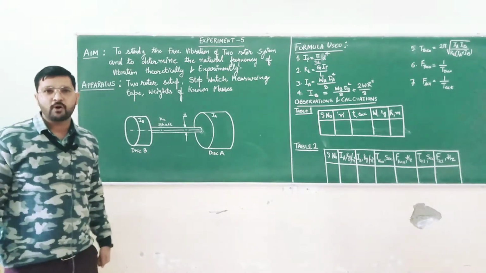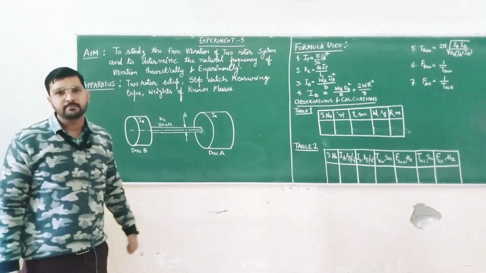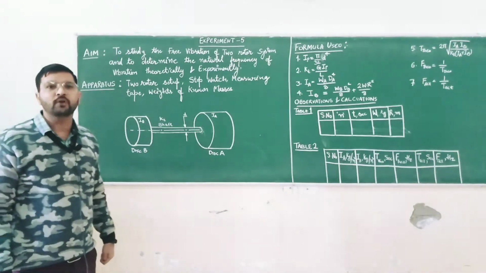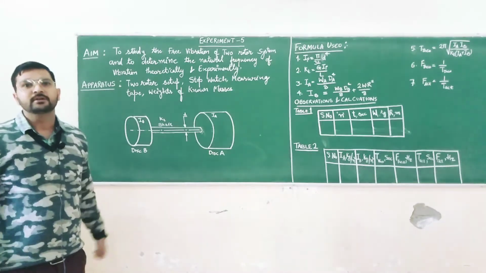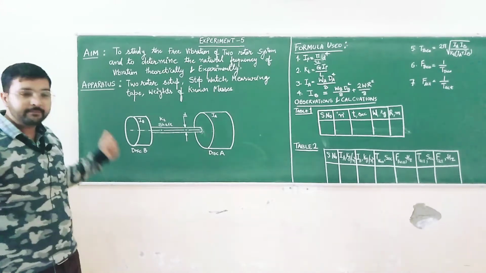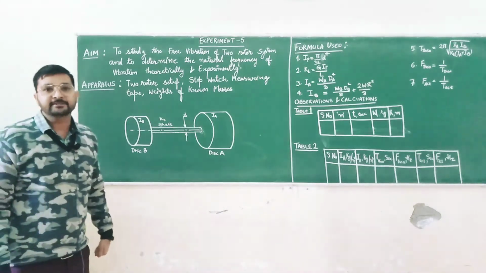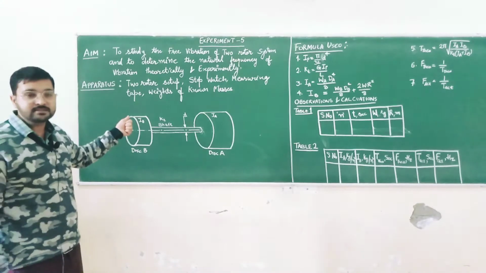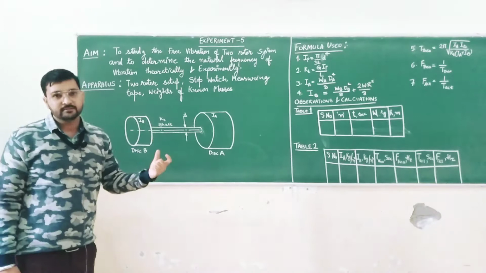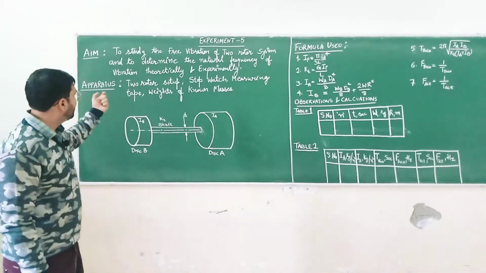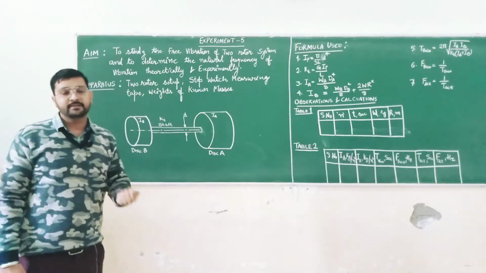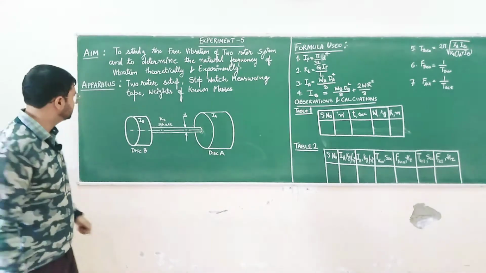Today we are going to perform an experiment in our mechanical vibrations lab. First, our objective is to study the free vibration of a two rotor system and to find out the natural frequency of vibration theoretically and experimentally. Theoretically means we are going to find the frequency by using a formula, that is called the analytical method. Experimentally means we are going to perform an experiment and then again find the frequency.